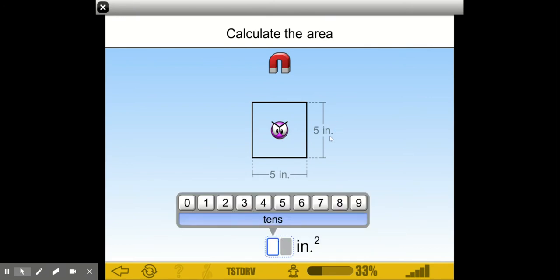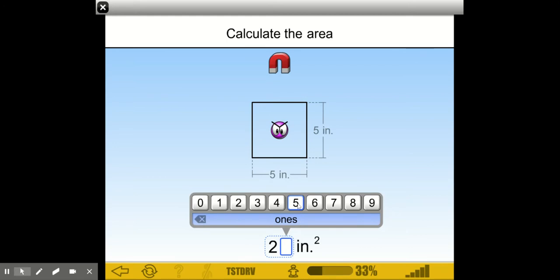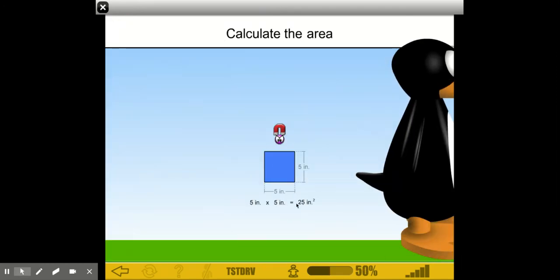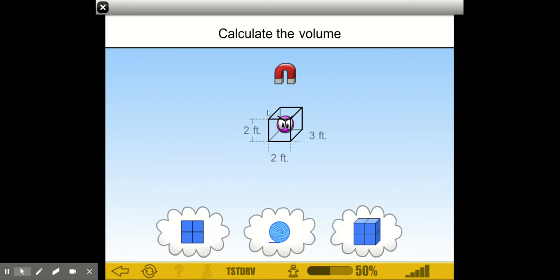So then thinking, if we know that area equals length times width, we would multiply 5 times 5, and we should get 25, making the answer 25 inches squared because, again, it is area. Area, the unit is always squared. Volume, the unit is always cubed. So here we go, volume.